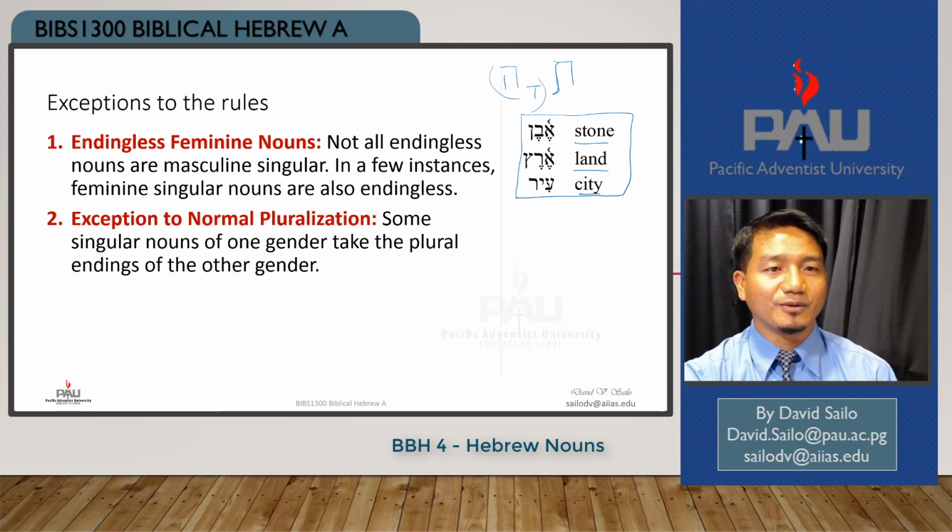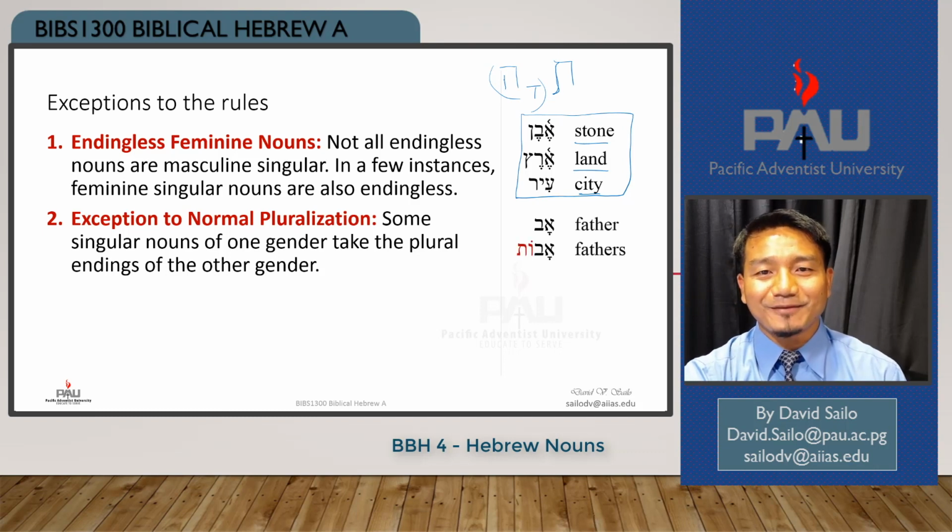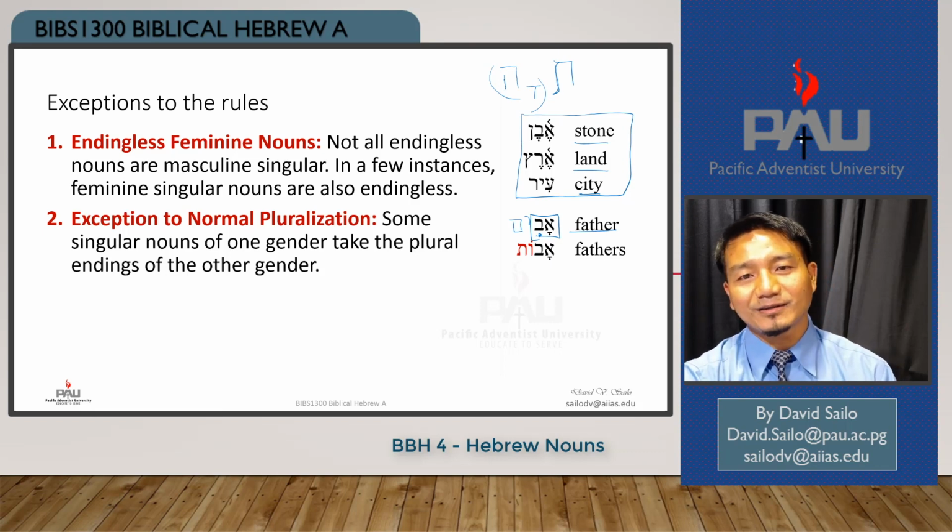Exception to normal pluralization. Some singular nouns of one gender take the plural endings of the other gender. Well, let's see. We have av, father. This is a masculine noun, okay? However, when it becomes plural, we might expect the yim, hirek, yod, and mem, to be there, but it's not. It takes the plural form of the feminine.